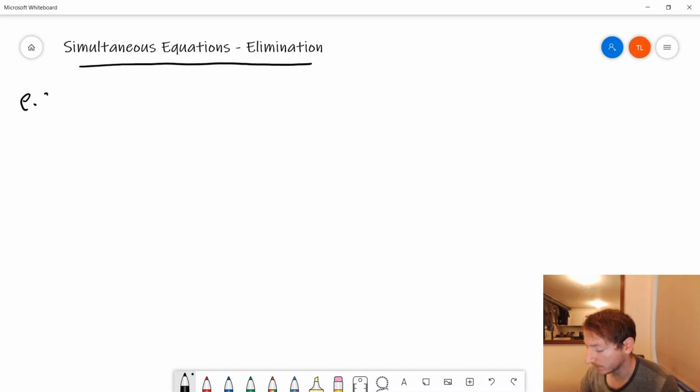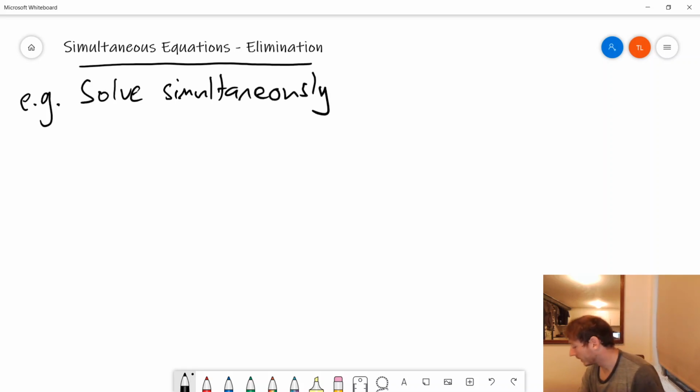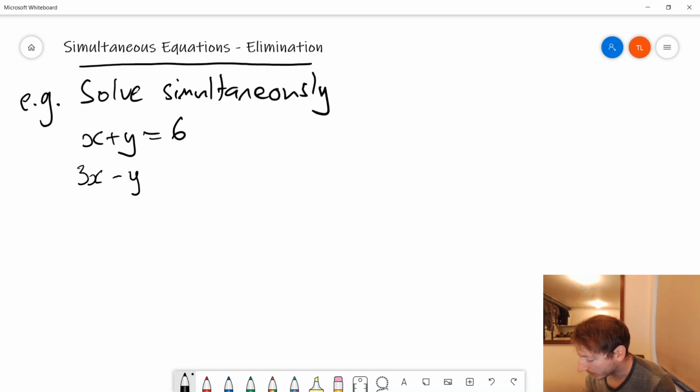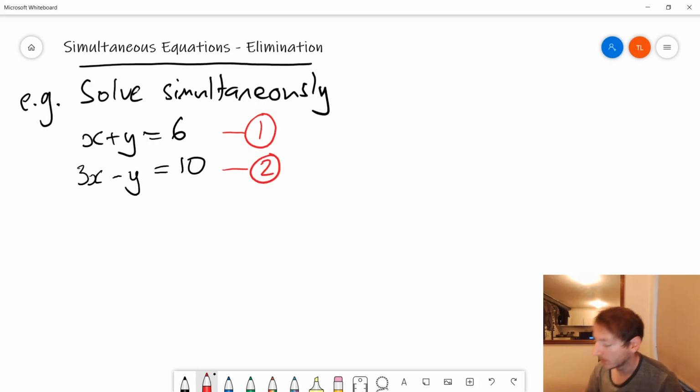So, e.g., solve simultaneously. So let's say we've got these two equations, x plus y equals 6 and 3x minus y equals 10. So remember yesterday we called one of them equation 1, one of them equation 2. And we did that so as not to get confused with the number 1 and the number 2. We knew we were talking about equations.